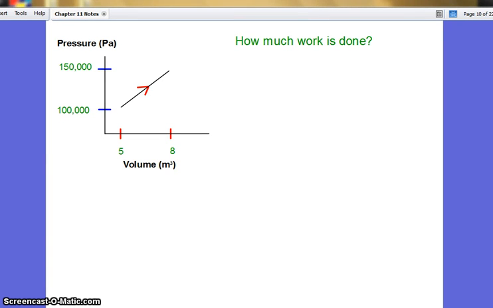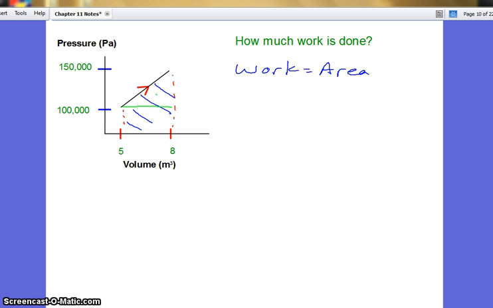We're given a graph of pressure versus volume, and then we're asked to find out how much work is done. And so what we want to do is find the area between the line and that horizontal axis. And the area between the line and the horizontal axis, or the area under the curve, is equal to the work. Now this is not a nice geometric shape, so how do we actually find the work done? How do we find that area?